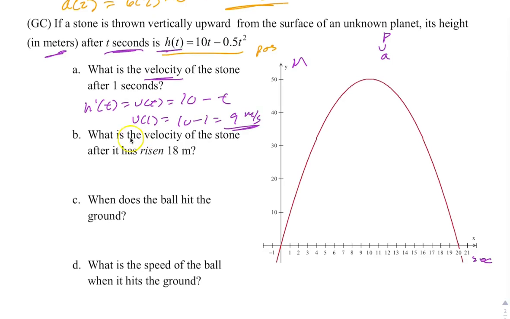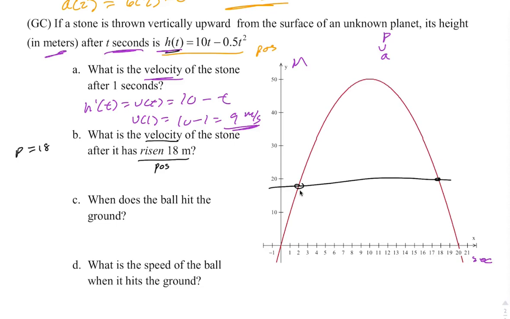B, what is the velocity of the stone after it has risen to 18 meters? So keep in mind, we want to know what the velocity is, but when it's gone up to 18 meters. So this right here is the position question. When is it at 18 meters high? So when does it hit right there-ish, right? It's 2 points, so it's those two values. So what I gotta do is set my position equal to 18 meters. This is a position thing.